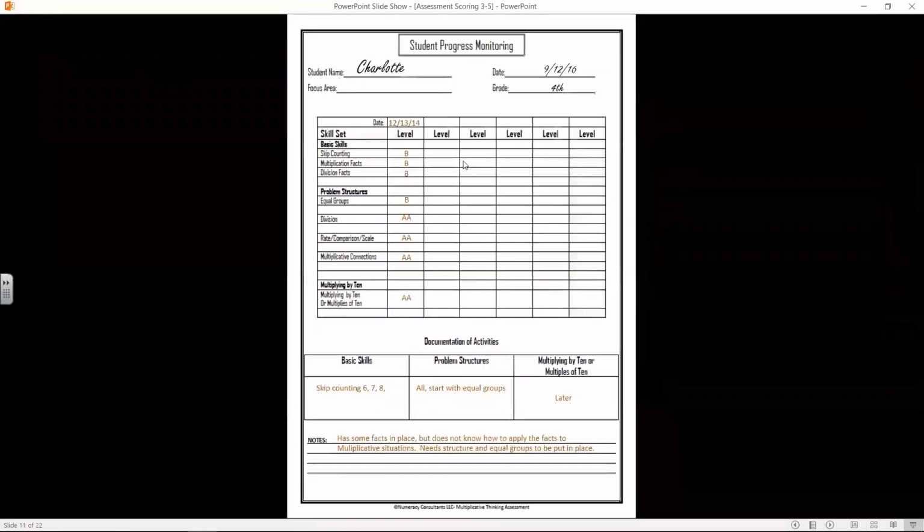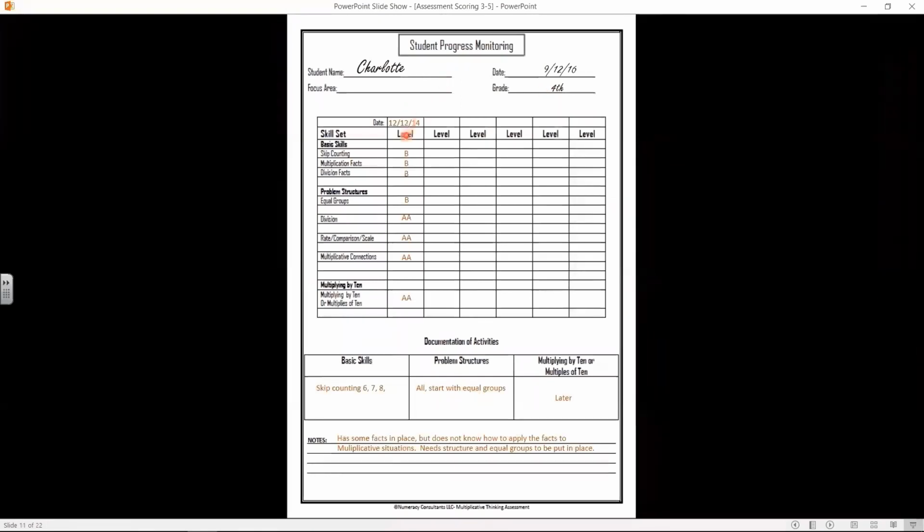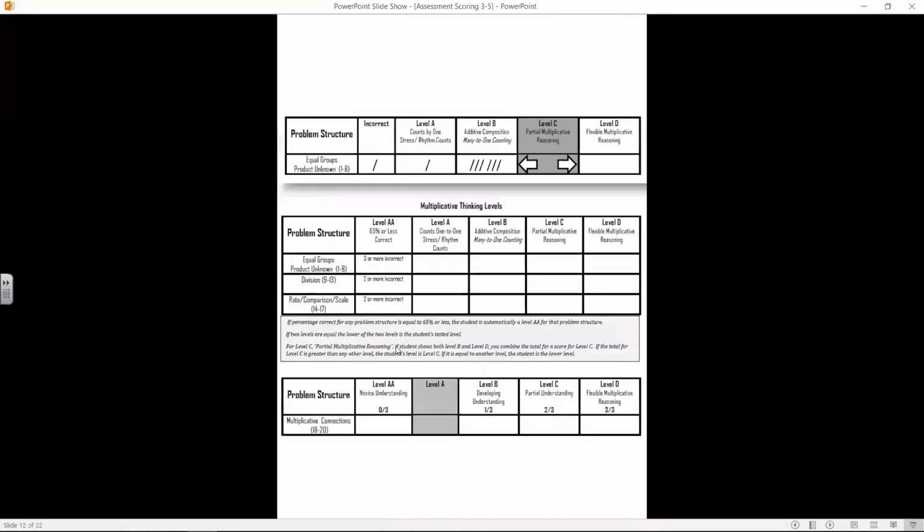And this is just the student progress monitoring sheet. And if you go through and you put her scores in here, she would have been a B, a B, A. And this is just where we can write down some notes, some things that we want to work on with her.